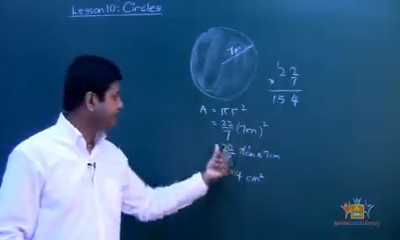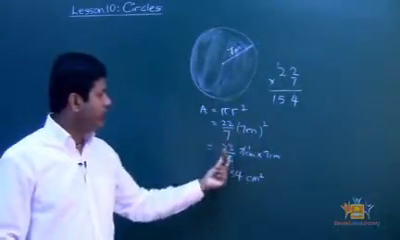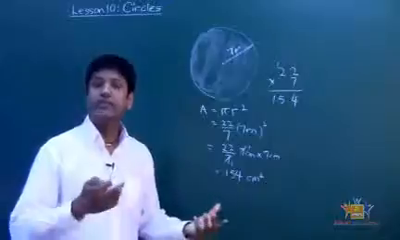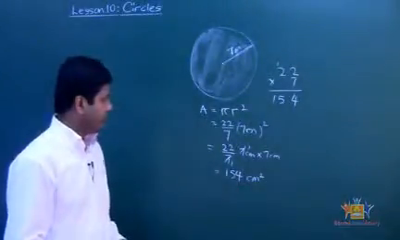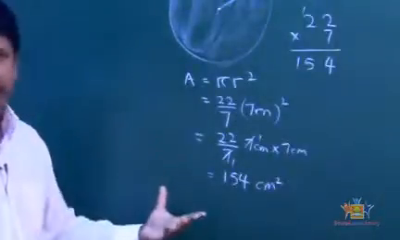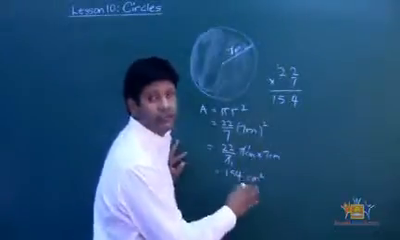Keep in mind, there are times you want to use 22/7, especially if I say you can't use a calculator. Then you can cancel them out. Pretty easy, isn't it? So 154 centimeters squared.